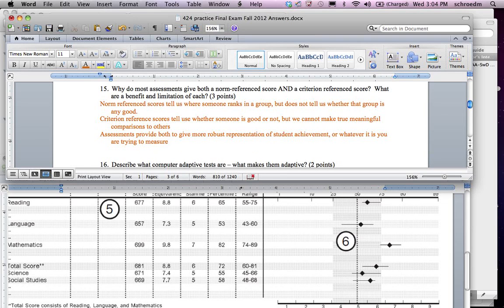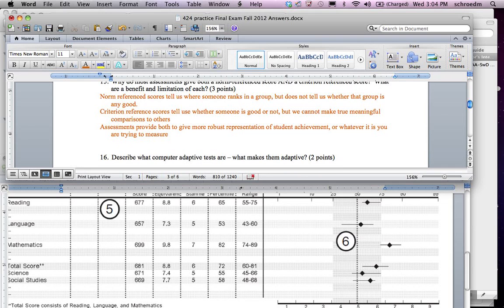Question 15, why do most assessments give both norm reference scores and a criterion reference score? What are the benefits and limitations of each? And the idea is that norm reference scores tell us rank, but they don't tell us levels of mastery or proficiency. Criterion gives us the other side of the coin. It tells us if anyone's any good, but they really don't allow us to rank people in a meaningful way, particularly in terms of what a 10-point difference actually stands for. So assessments give both because they want to represent achievement in a very robust way.